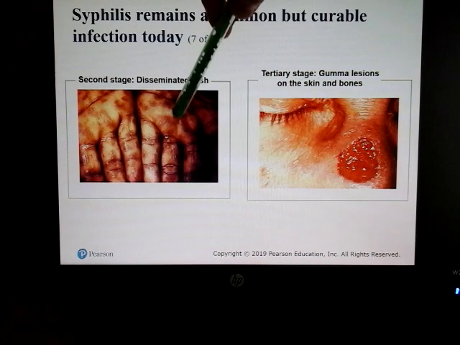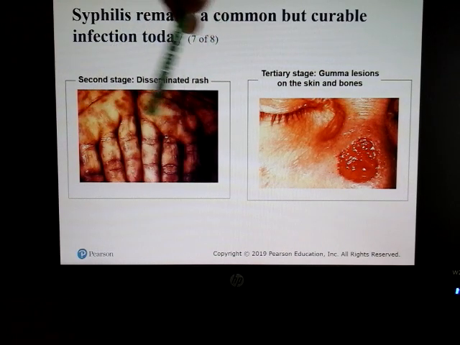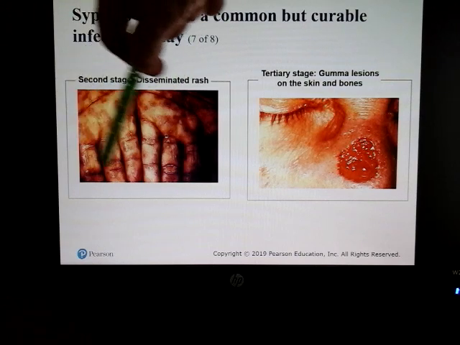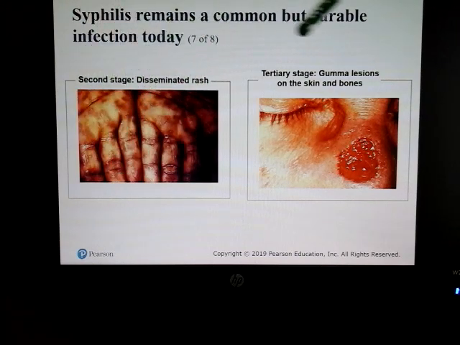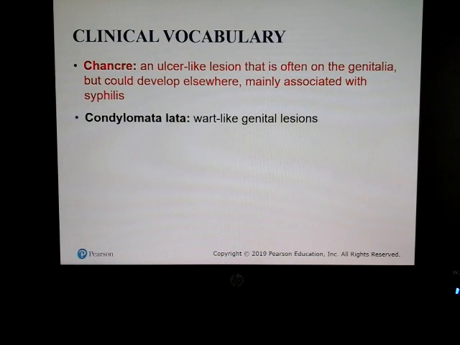And here's secondary. And what's weird, guys, that's the palm of somebody's hands. We don't see many rashes on the palms. And this is an example of a lesion that happens to be on this person's face as a result of syphilis infection. Again, chancre is an ulcer-like lesion that is often on the genitalia but could develop elsewhere, mainly associated with syphilis.